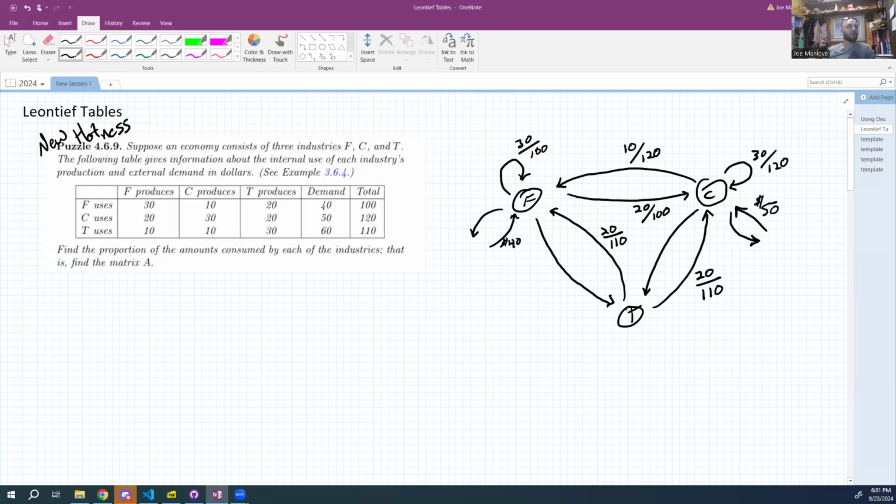Let's see. So I have a couple more arrows here. Now T uses. So the F to T arrow is 10, and that's out of F's 100. Then the C to T arrow is also 10 out of 100.